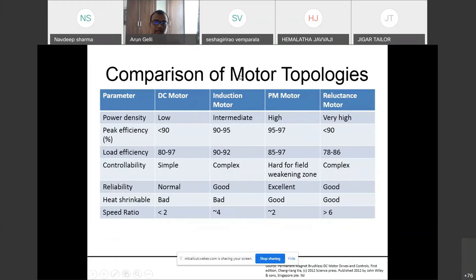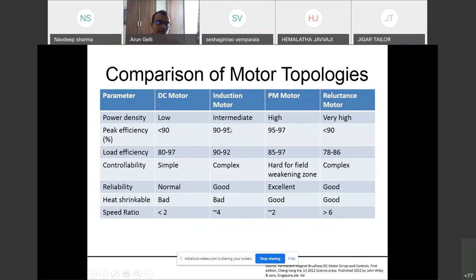On the various operating principles and the features of the machines, let us compare the motors in terms of the parameters as given here. So power density, as you can see, the PM motor is the one that is going to score very well here, and then reluctance motors with permanent magnet assistance will be scoring even higher. But the permanent magnet motor, when compared to induction machines and DC machines, scores better.